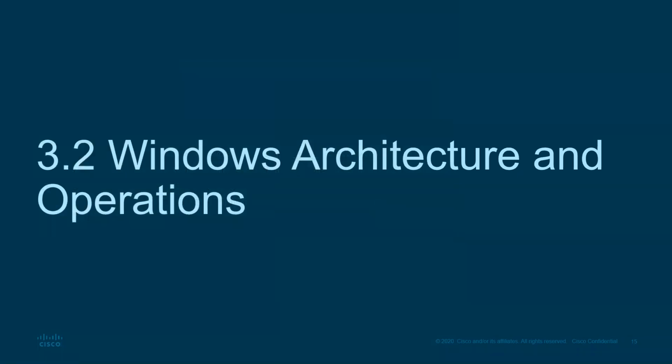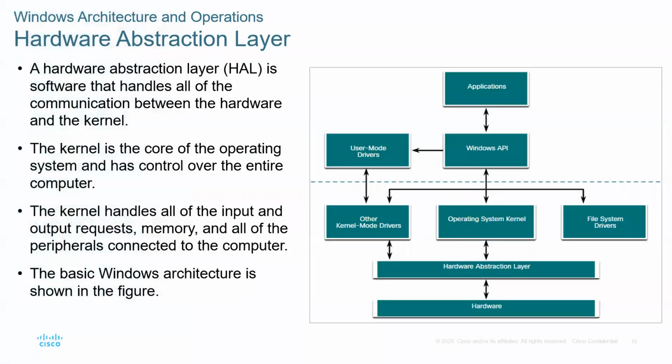All right, so now we're going to talk a little bit about the architecture and how it operates. The hardware abstraction layer, referred to as the HAL, is software that handles communication between the hardware and the kernel itself. The kernel is the core of the operating system that has control over the entire computer. The kernel handles all the input and output requests, memory, all the peripherals connected to the computer, etc.